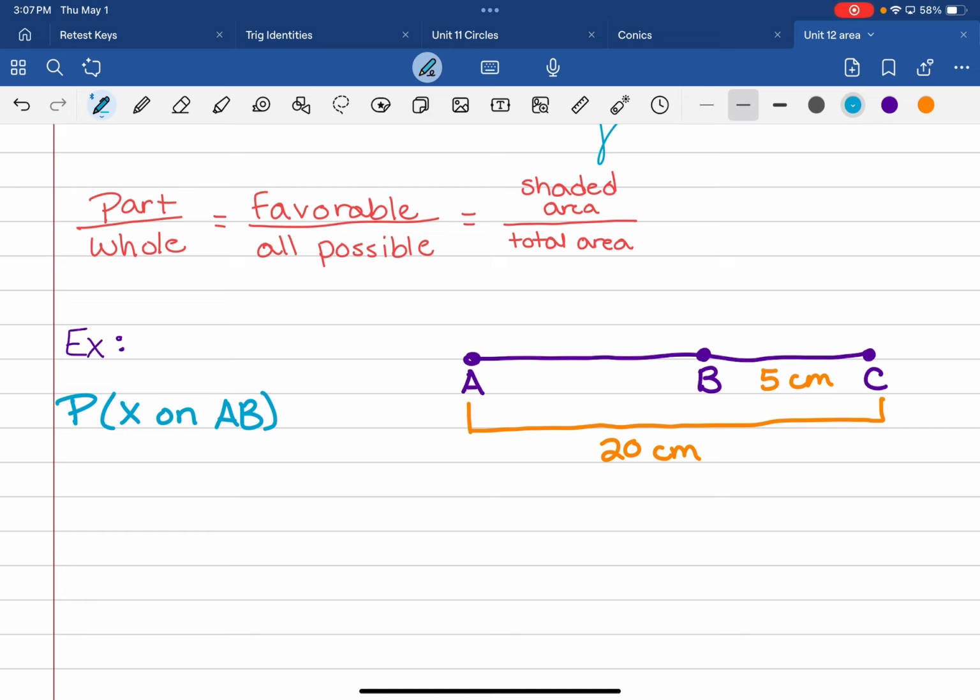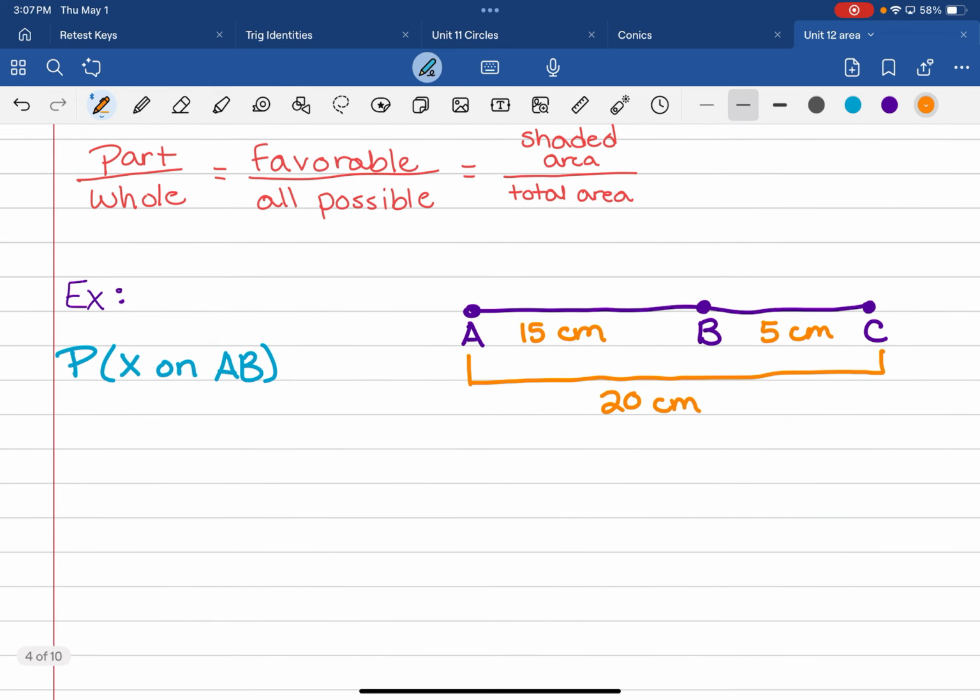So when we do favorable over possible or part over whole, what is the length of AB? 15, because that is the rest of the line. 15 and 5 make 20. So it would be 15 over 20 because that's your whole. And then we simplify. 3 over 4.